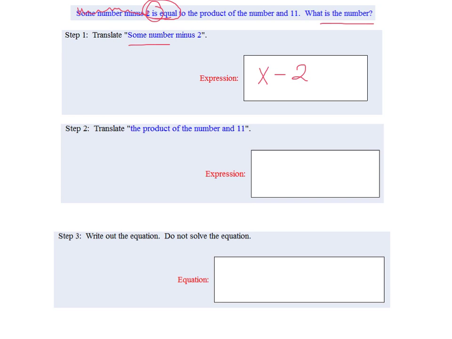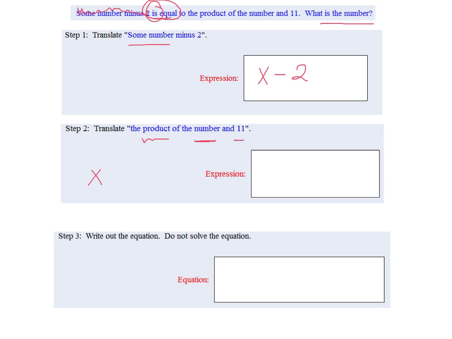Okay, so then we work with the product of a number and 11. So the word product, you have to remember, means you're going to multiply two things. The sum tells you to add, the difference tells you to subtract, the product is the result after you multiply. If it uses the word quotient, that implies division. So it's going to be the product of the next two things they talk about. So it's the product of the number, we know that that's x, and 11. So I know that it's an x times 11.